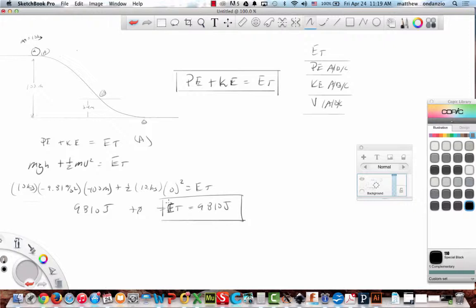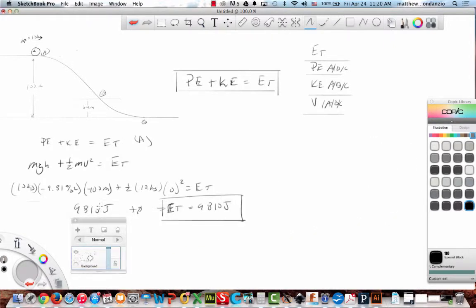See the magic of physics? I told you. When you are stranded on that desert island, all you need to know to solve that physics problem is going to save your life.